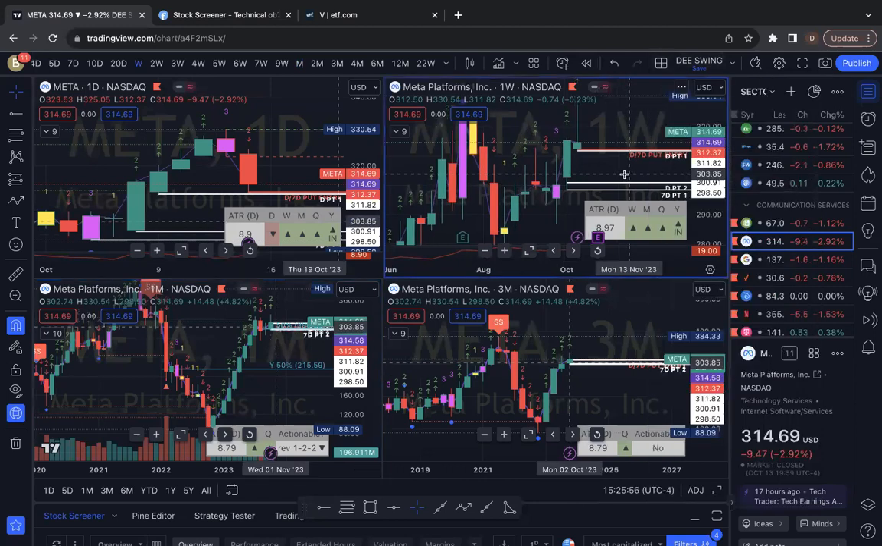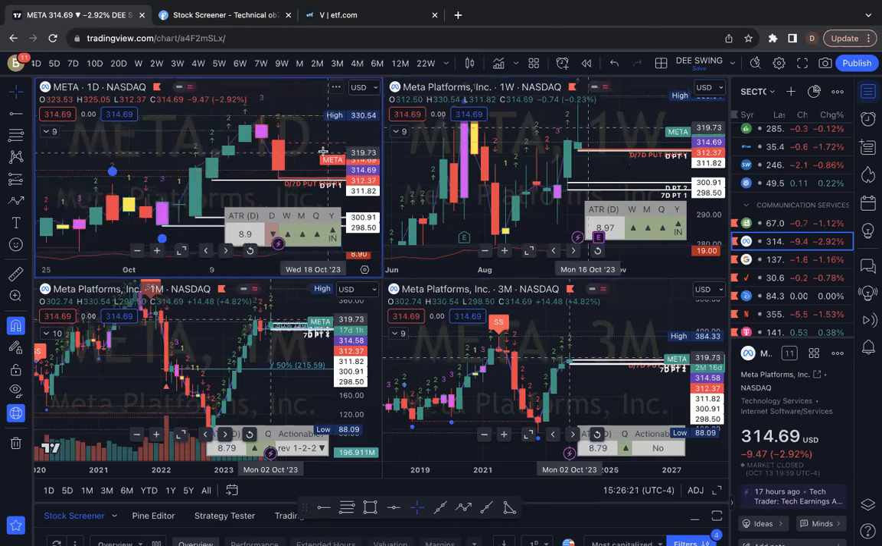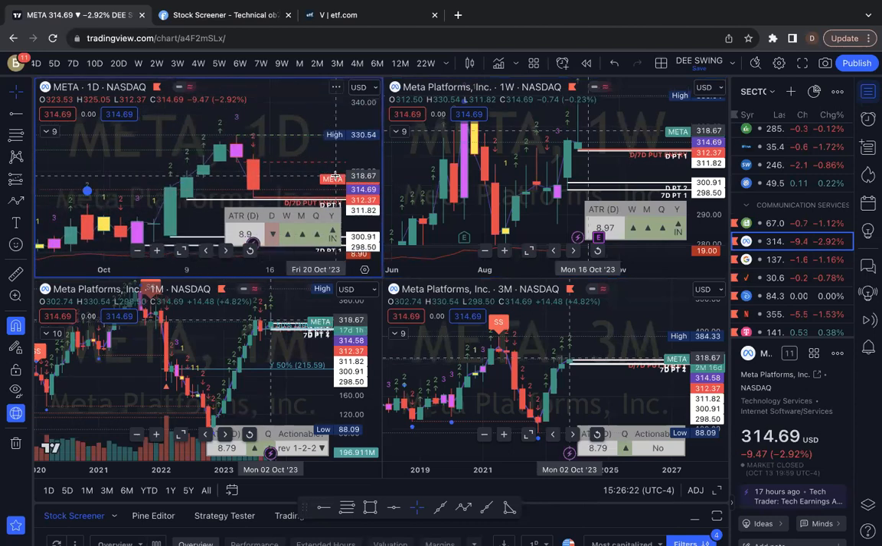Now, I believe, I'm not sure, but I have TradingView Pro Plus. I don't believe with the free version you can have four panes. I think maybe you can have two, maybe you can only have one, I'm not sure. But I do have Pro Plus. I pay for that every month to be able to have multiple layouts. So if you don't see that, then it may just be because you have a free version.